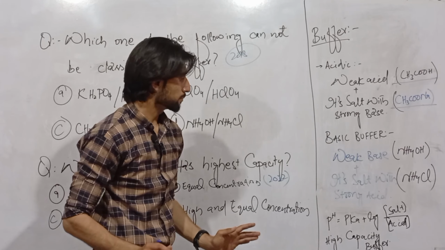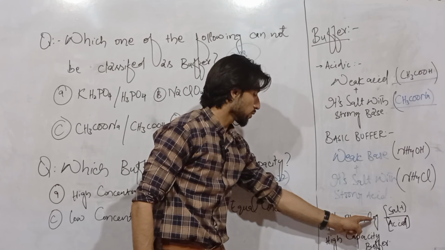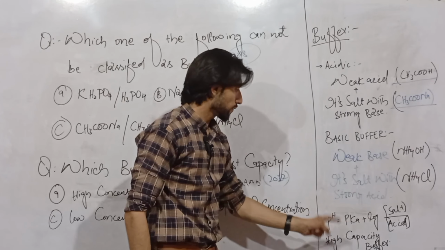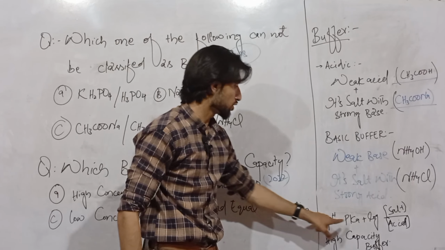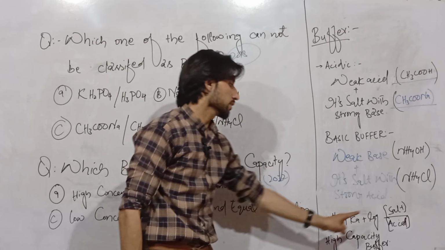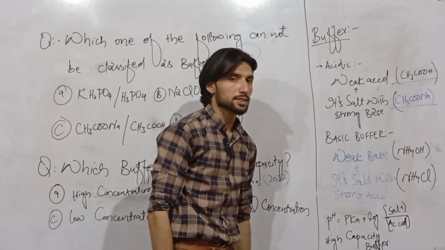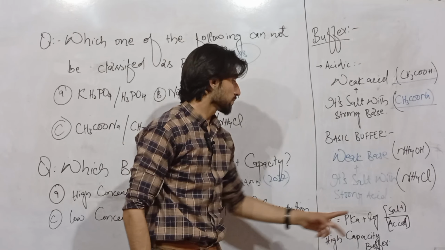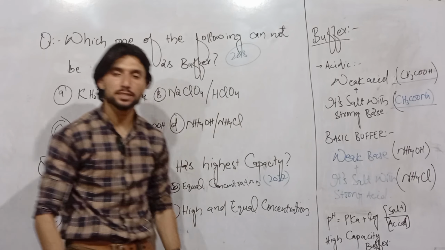And how would that be equal? That would be equal when I get log 1, because log 1 is equal to 0. If I get 0 from this term, then I can get pH equal to pKa. How will I get log 1? I'll get log 1 if I take the concentration of salt equal to the acid. If I take both of them equal, then I get pH equal to pKa and maximum buffer capacity.